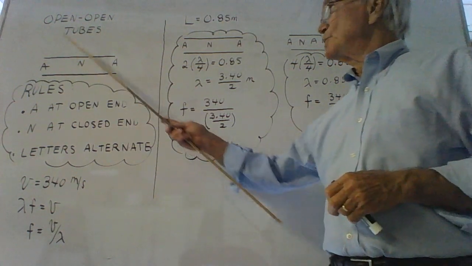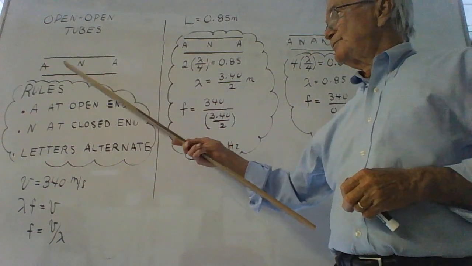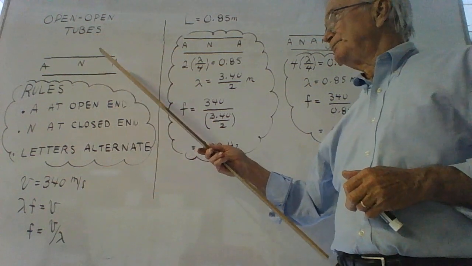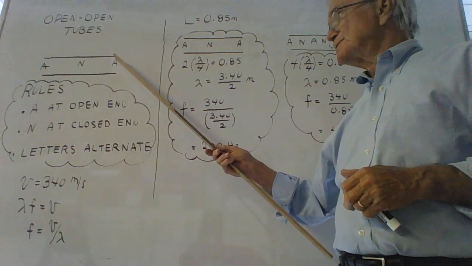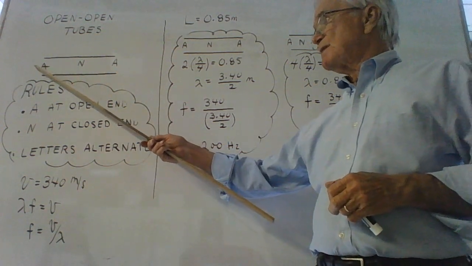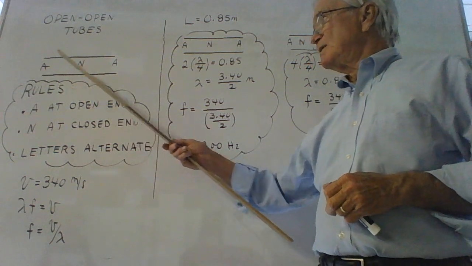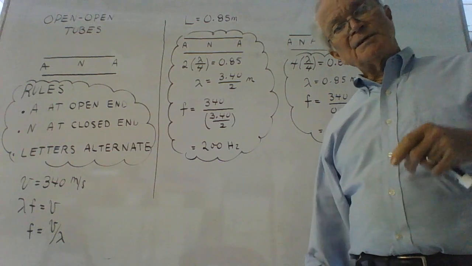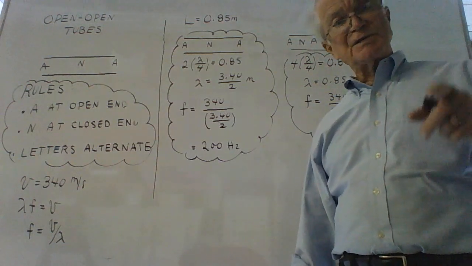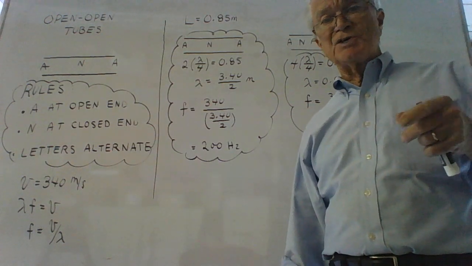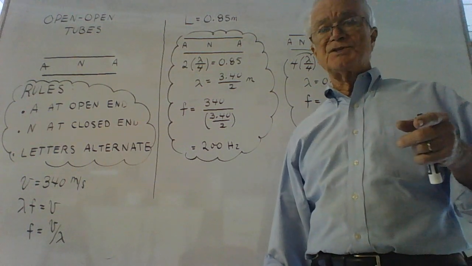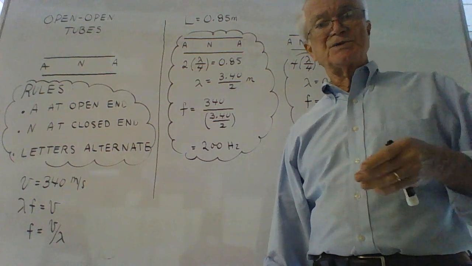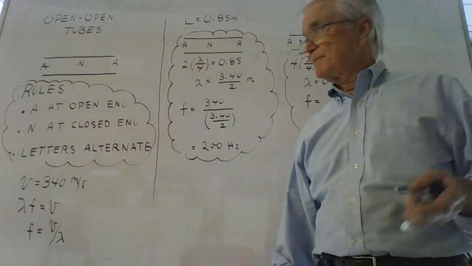I show an open tube. The fewest number of letters that satisfies the rules required for resonance is 3. You must have an A at an open end, and we have 2 open ends, so we have an A and an A. The other rule, not discussed in the previous lecture, is that the letters have to alternate. You can't have 2 consecutive A's, 2 consecutive antinodes, or 2 consecutive nodes. The same was true for string waves.